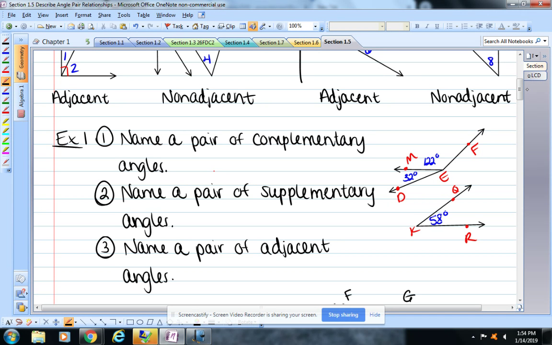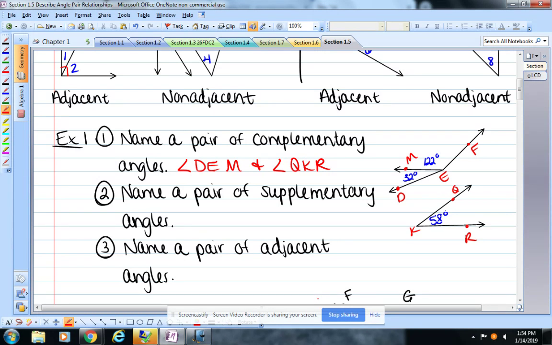Remember, when you're naming angles, you do the little angle symbol. And you need how many points to name an angle? 3, and the vertex goes in the middle. So the first one will be MED or DEM, and it is complementary with QKR. Angle QKR. The vertex is always in the middle. So complementary means it adds to be 90 degrees.